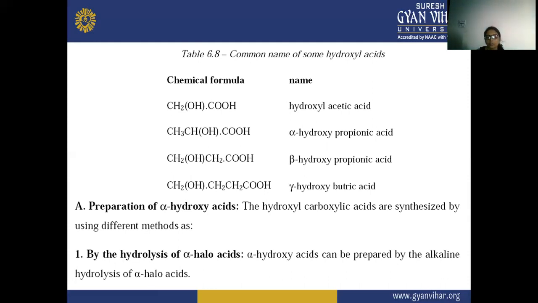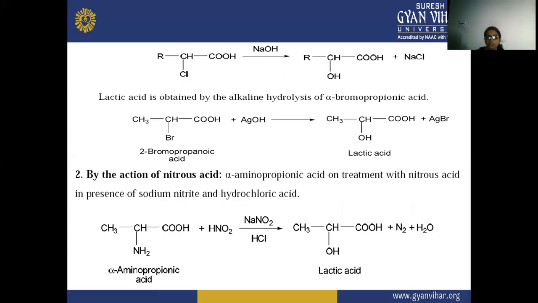Now the preparation of alpha hydroxy acids. Hydroxy carboxylic acids are synthesized by different methods. The first method is by the hydrolysis of alpha halo acid. Alpha hydroxy acid can be prepared by the alkaline hydrolysis of alpha halo acid. So here you can see this alpha halo acid reacting with NaOH, and alpha hydroxy acids are formed.